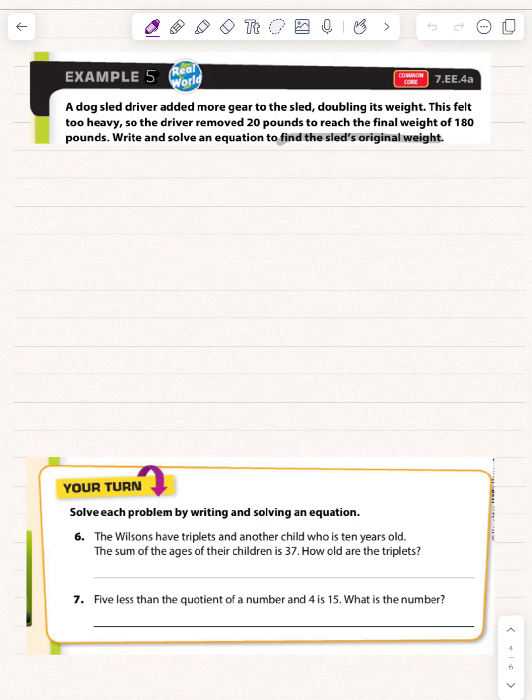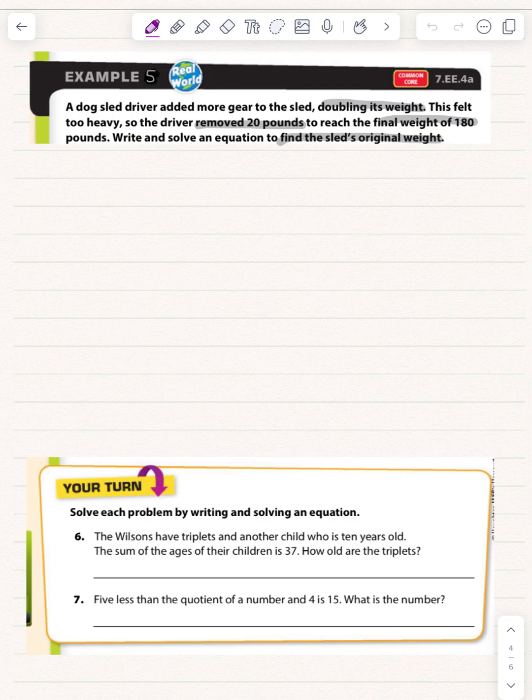So we're going to read back through the problem and see what our important information is. So the dog sled driver added more gear to the sled. It doubled its weight. So we have the original weight doubled. Then it was too heavy, so he removed 20 pounds. It had a final weight of 180.